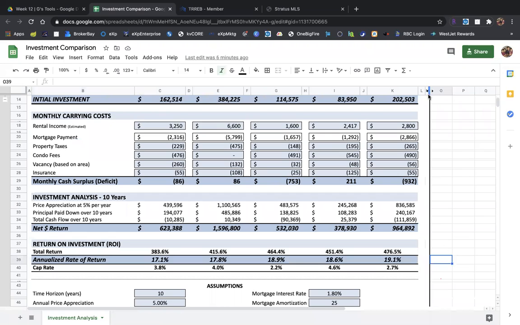Question on the monthly carrying costs. Like for example, property tax, condo fees. When you enter the amount, does it automatically put it as a negative value? Oh, you'll have to enter it as a negative. Okay. All right. Thank you.